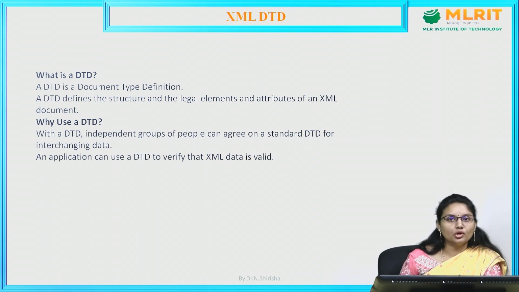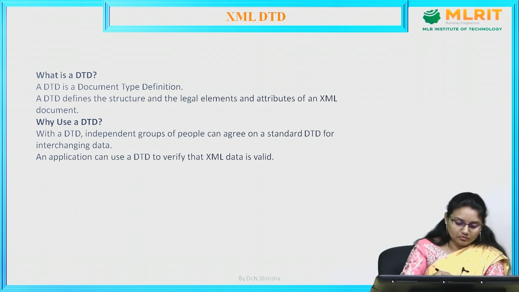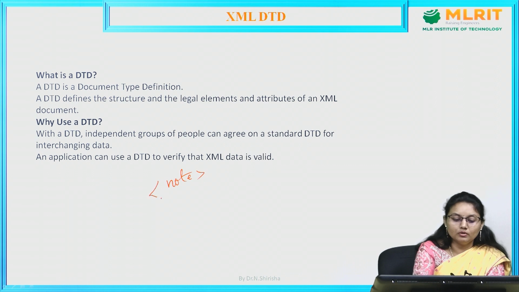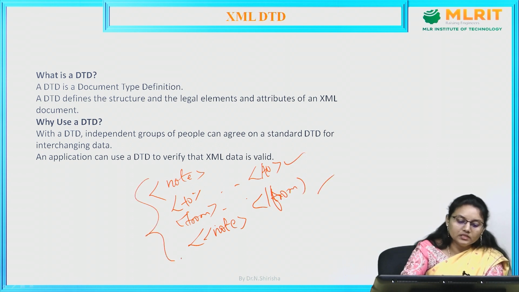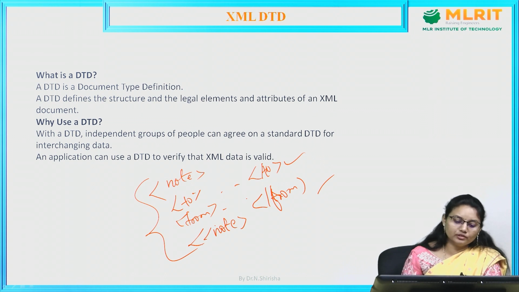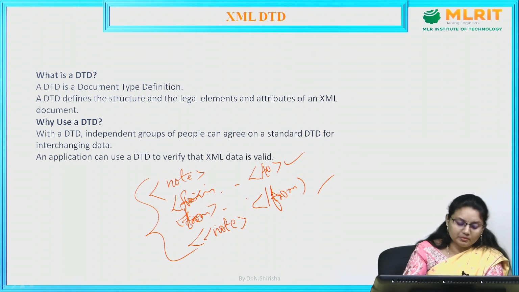Because XML does not have any structure. If you are writing a note, how have we used it? We just give note, to, from, slash to, slash note, from. This is how we are giving. In such a case, there is no particular structure. You can also write from here to here, or to here from there, something like this.